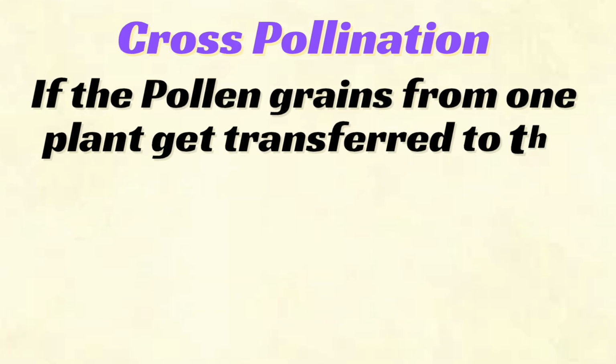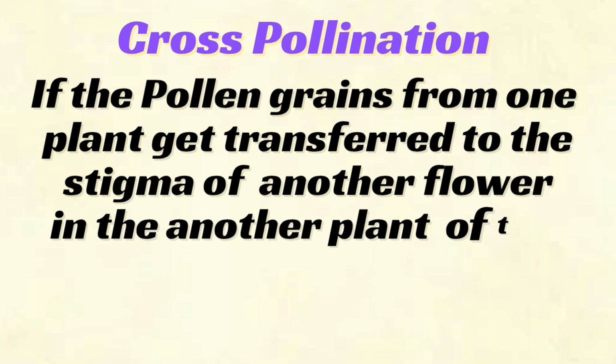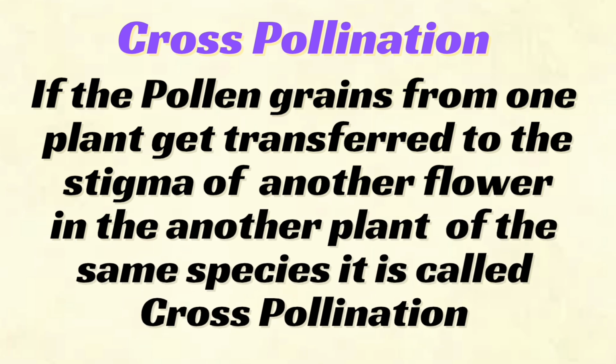Cross-pollination. It is a process in which pollen grains from one plant get transferred to the stigma of another flower in another plant of the same species. It is called cross-pollination. I will repeat once again. It is a process in which pollen grains from one plant get transferred to the stigma of another flower in another plant of the same species. It is called cross-pollination.